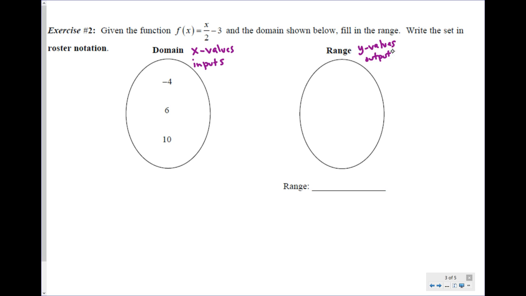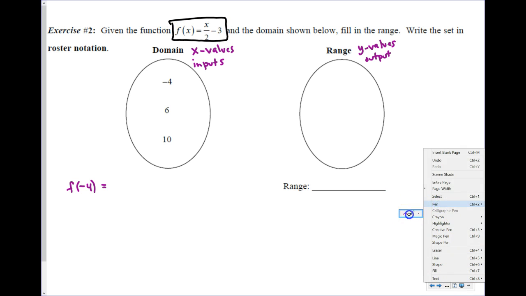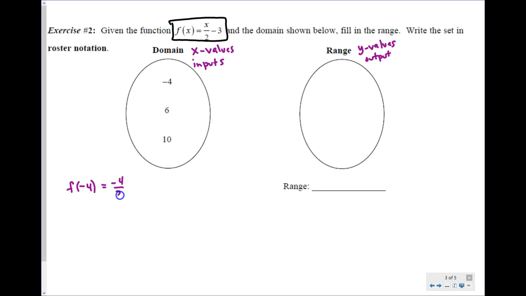Okay, so we got to figure out -4, 6, and 10, plug them into our equation, and figure out our output. So I'm going to do each one. So the first one, f of -4, I'm plugging it into this equation up here. F of x equals x over 2 minus 3. So f of -4 is going to be -4 over 2 minus 3. And I'm going to simplify. So -4 divided by 2 is -2. And -2 minus 3 is -5. So I know that that is one of my outputs, -5. So I'm going to put it into the range.